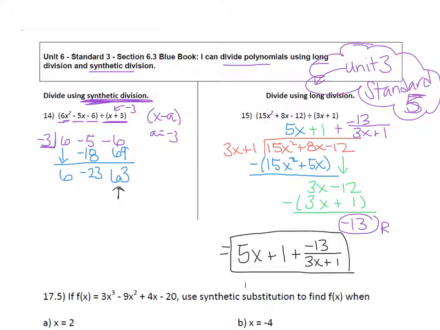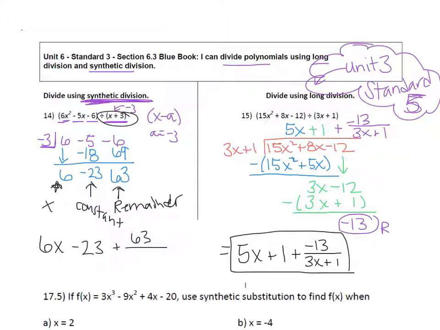Your last term is always your remainder. No matter what, the last term is always the remainder. Then, as we go to the left, this is always going to be your constant, and it builds up. And then it's going to be your x value. If we had more, it would be x squared, x cubed. So those are going to be your leading coefficients in the answer. So we get our solution to be 6x minus 23 plus 63 over our original divisor, x plus 3.